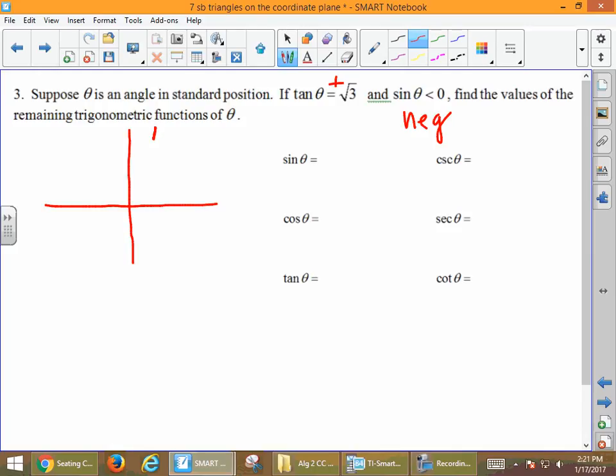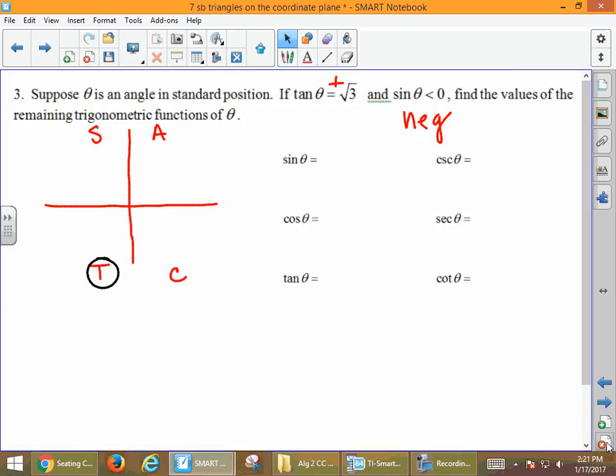Well, a reminder, all students take calculus. In our third quadrant, tangent is positive and all of the other functions are negative. That means sine and cosine are negative. So this means that we're going to be working in the third quadrant here.